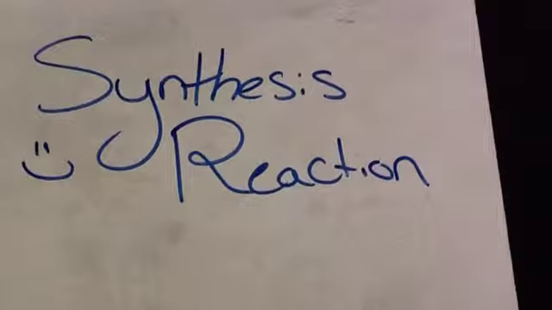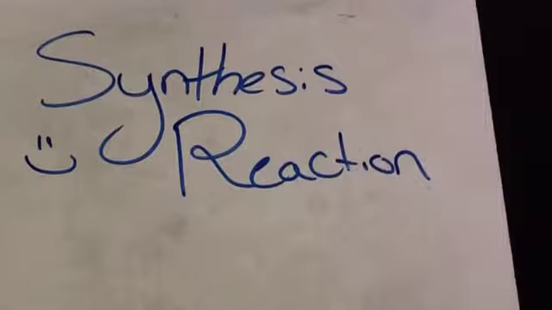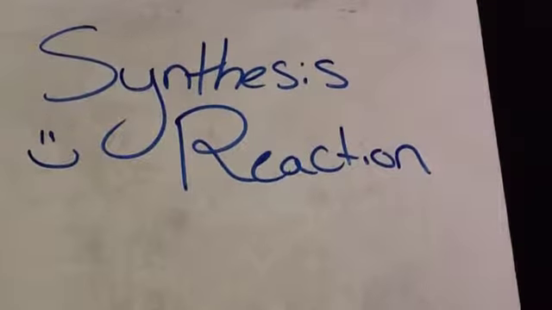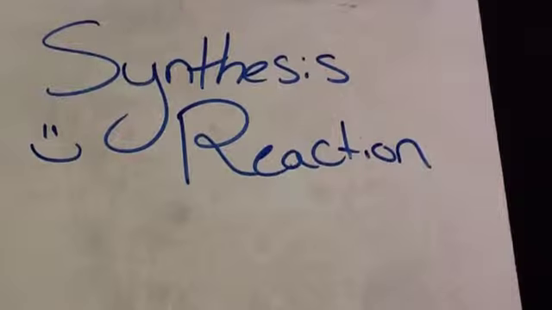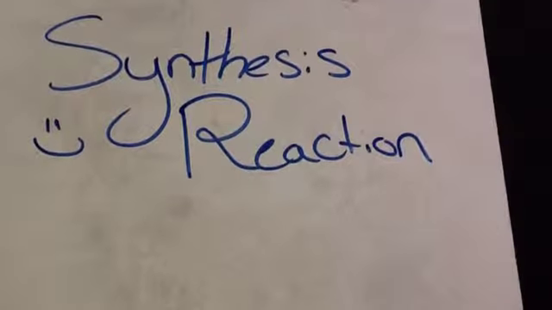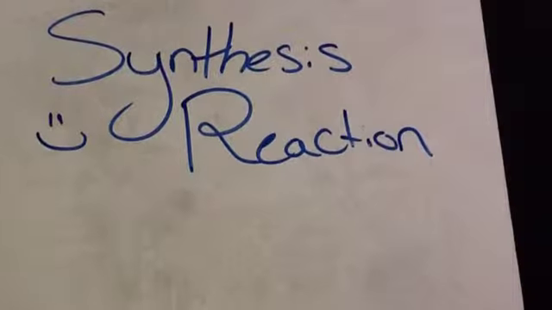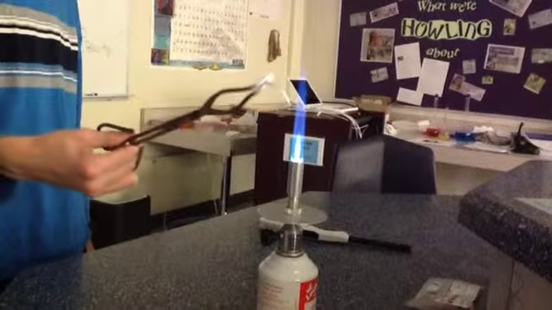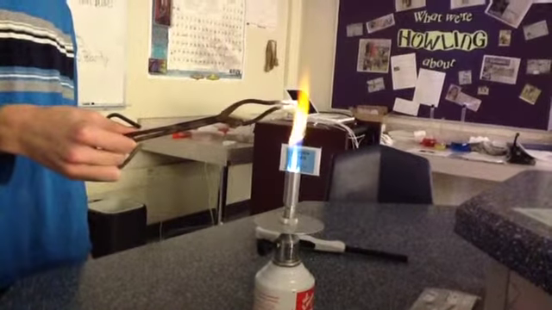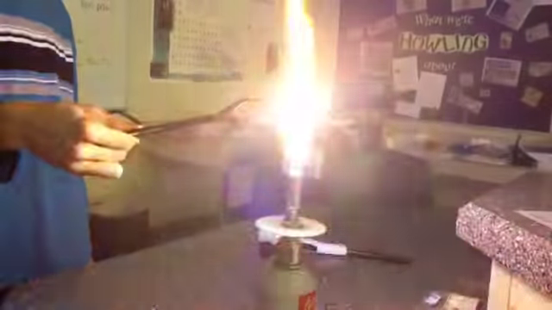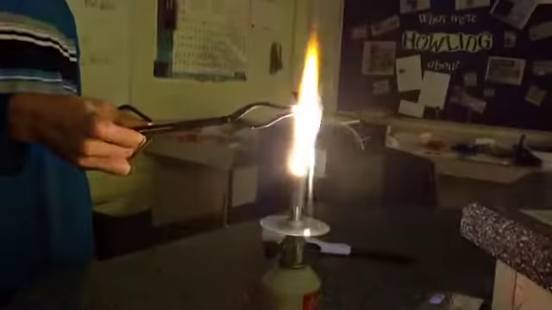A synthesis reaction is when two or more elements combine to form one thing. This lab is about a synthesis reaction, specifically about the reaction of magnesium and oxygen. Now, this next picture shows a strip of magnesium before the reaction. Using a pseudo-Bunsen burner, we put the magnesium over the flames.